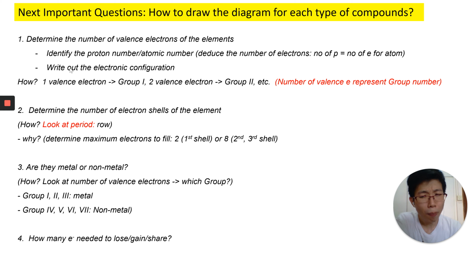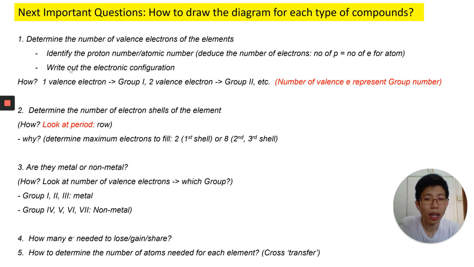The next question will be, how many electrons are needed to lose, gain, or share when you form an ionic bond or covalent bond? And how do you determine the number of atoms needed for each element? We can use the cross-transfer method. Just to add one more thing, in order to know how many electrons are needed to lose, gain, or share, we need to count the maximum number of electrons in each shell. For example, if you need 3 more electrons to make it to 8, you gain 3 electrons. If you have only 3 electrons in the outermost shell, then you lose 3 electrons to obtain the maximum number of 8 or 2.